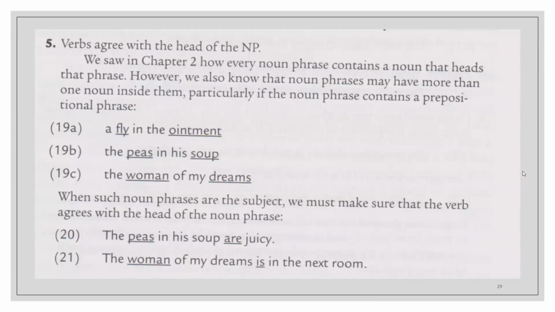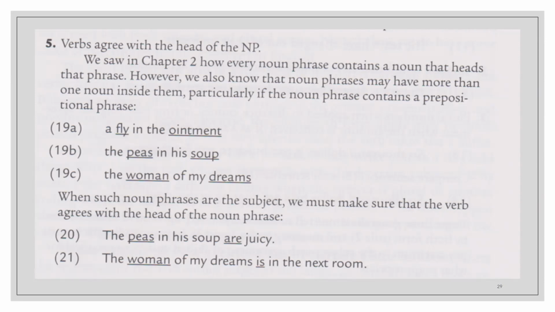Verbs must agree with the head of a noun phrase, okay? So let's think about noun phrases as opposed to just nouns on their own. Example 19a, a fly in the ointment. We have 2 nouns, fly and ointment. Ointment, though, is not the head of the noun phrase. Ointment is inside the prepositional phrase. It's describing where the fly is. The head of the noun phrase is a fly.